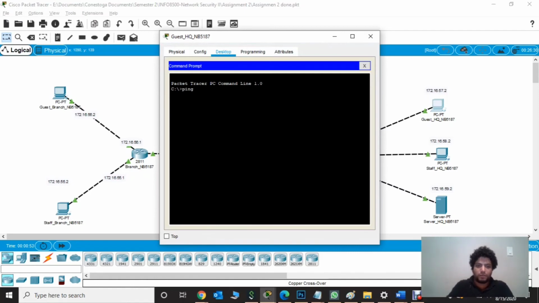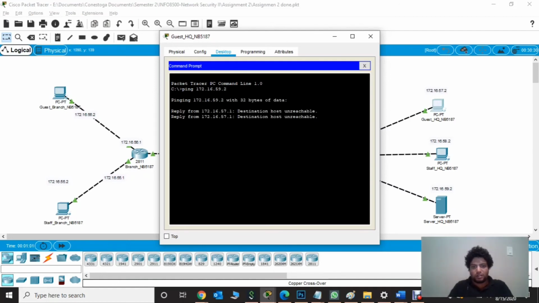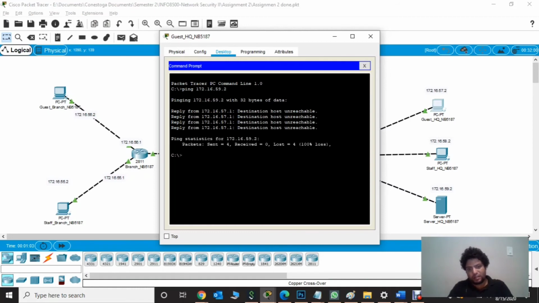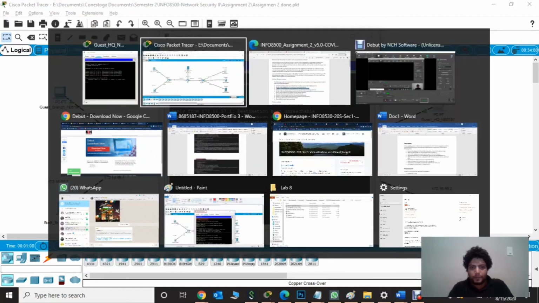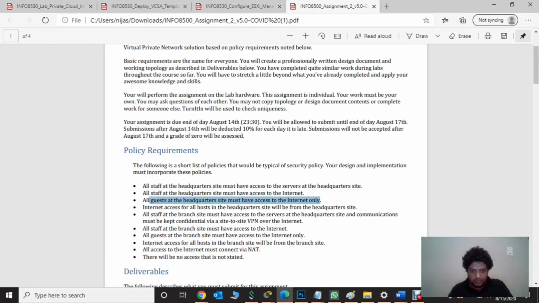I'm going to check the ping from guest to the headquarters server. Both are in the same location, both are in the same network. Destination host unreachable, as you can see. That means that condition has been met. And there is another condition: the guest at the branch must have access to the internet only. Let's see this now.